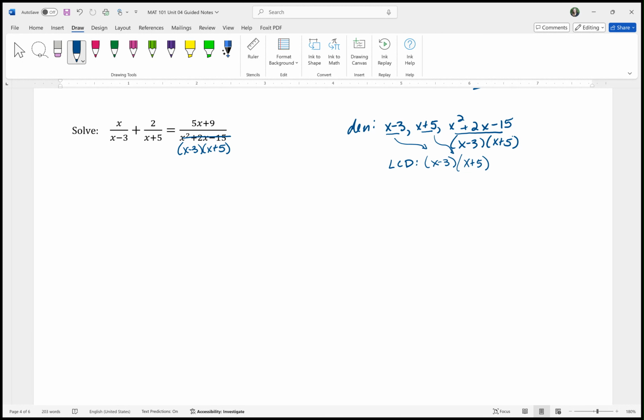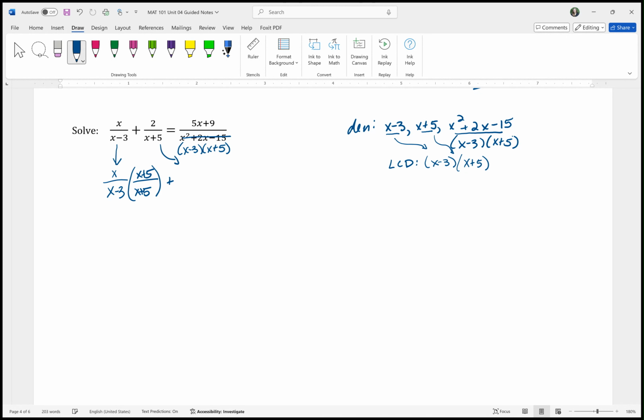And then our next step is to write each term with the LCD. So bringing down our first term, we have x over x minus 3. What do I need to multiply by in the denominator to get x minus 3 times x plus 5? Well, it already has x minus 3. We need to put x plus 5 beside it. And whatever you put down at the bottom, you got to put at the top.